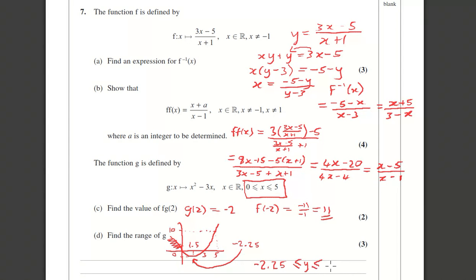Minus 2.25 is less than or equal to y, which is less than or equal to 10. And that is the final part of the question. Okay, hope that made sense.